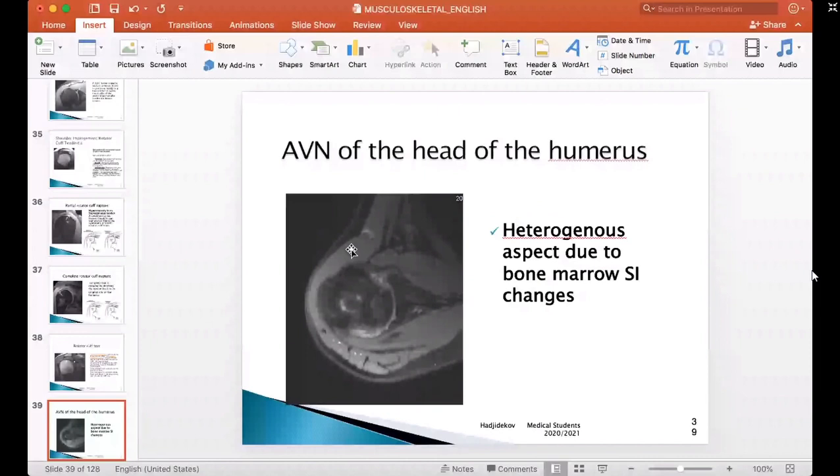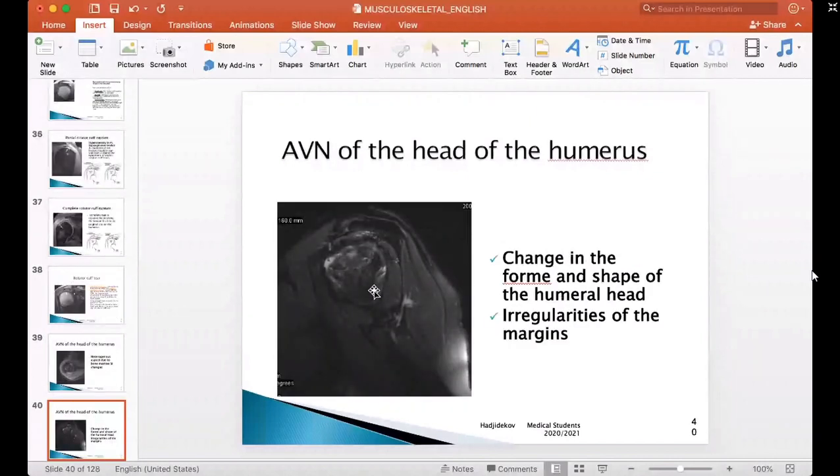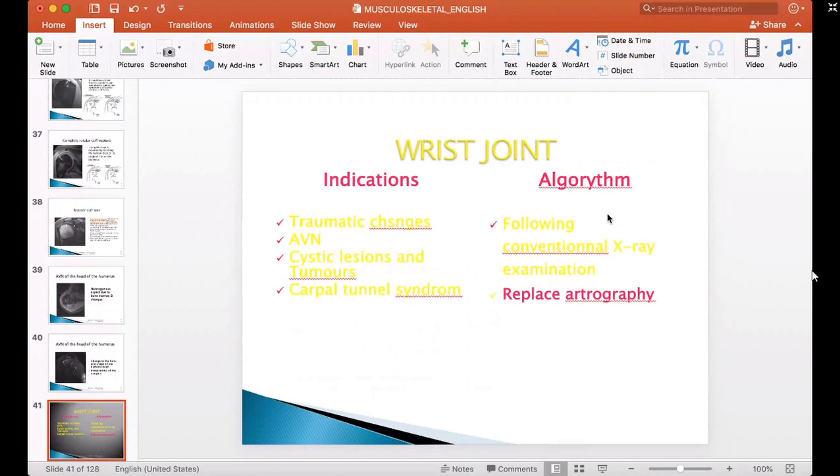So this is an example of avascular necrosis of the head of the humerus. I already showed you a few examples of avascular necrosis, and we can see here a heterogeneous aspect due to the bone marrow changes. So first we will have the bone marrow change, then we will have the deformity of avascular necrosis. The change in the form and shape of the humeral head appears later, and all those irregularities of the margins can be clearly visualized on MRI.